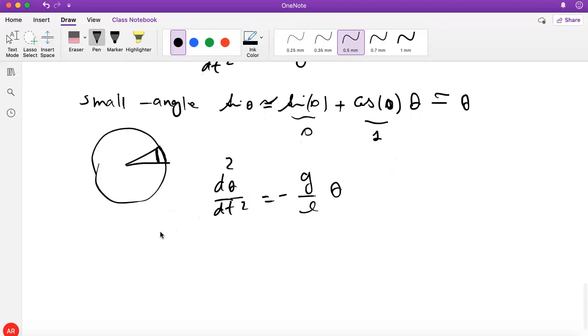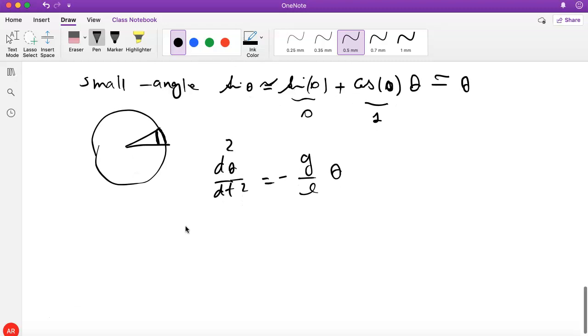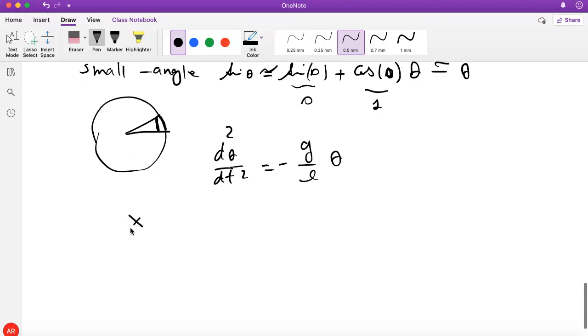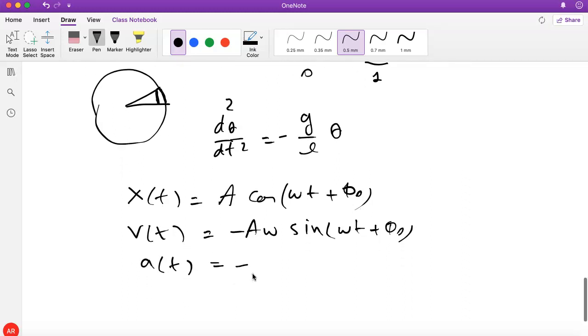So now we see that's basically the same governing equation, right? The acceleration is something times the displacement itself. Remember, x of t was in general a cosine omega t plus some phi naught, and velocity therefore was minus a omega sine, and acceleration was minus a omega squared cosine omega t plus phi naught, which is minus omega squared x of t.